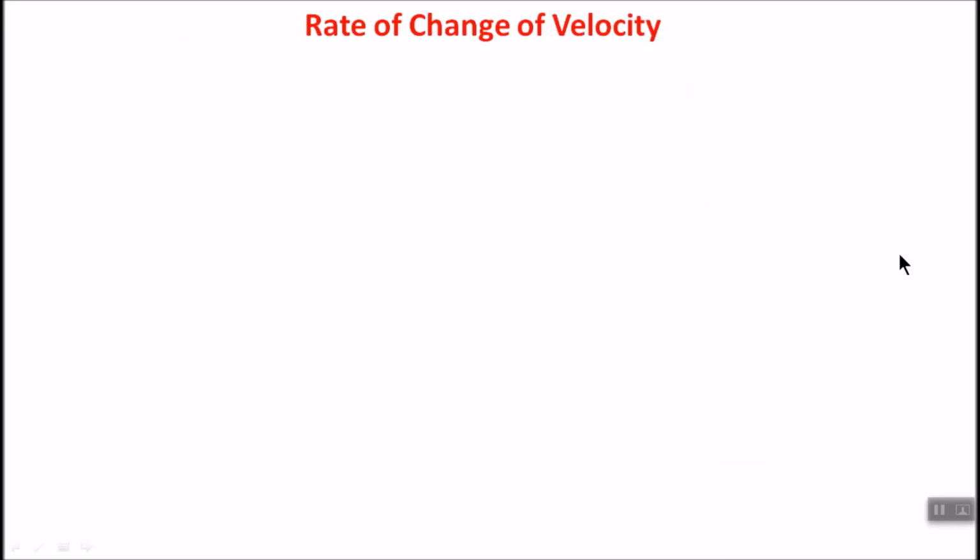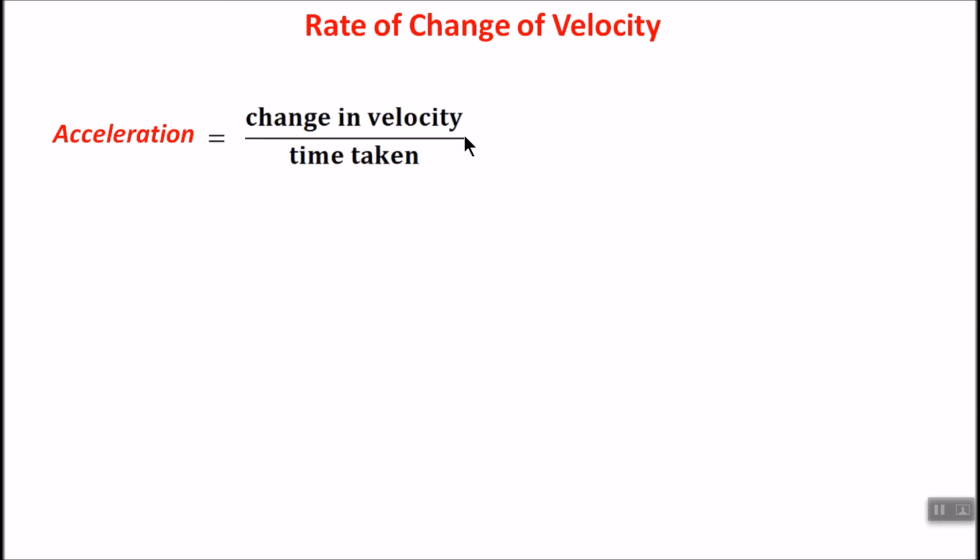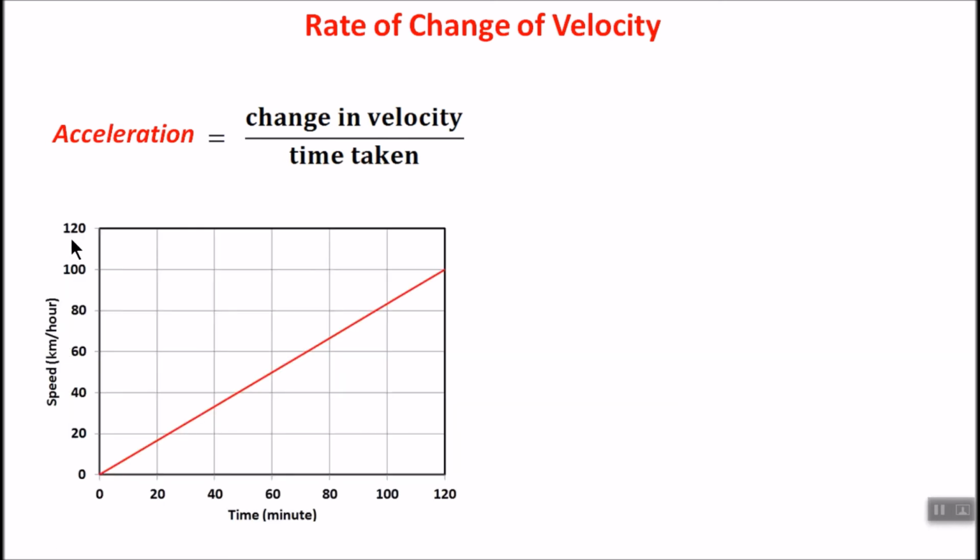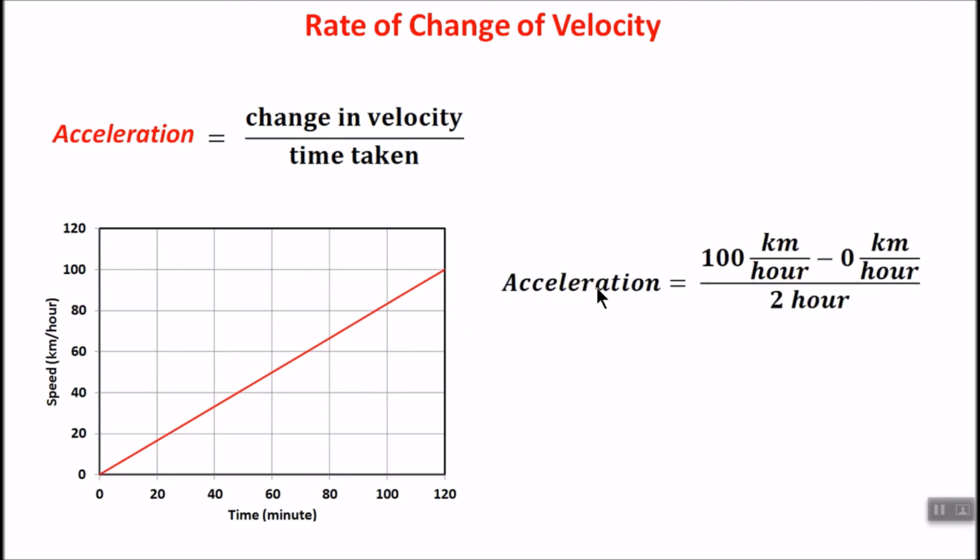Now we have seen that in the non-uniform motion the velocity keeps on changing. This rate of change of velocity is called acceleration, and it's equal to change in velocity divided by time taken for this change. So like we have this speed-time curve or velocity-time curve, here the acceleration can be calculated as 100 km per hour minus 0 km per hour is the change in velocity, and it has happened in 2 hours. So the acceleration will be 50 km per hour squared, or in SI units, it will be 13.89 meter per second squared.